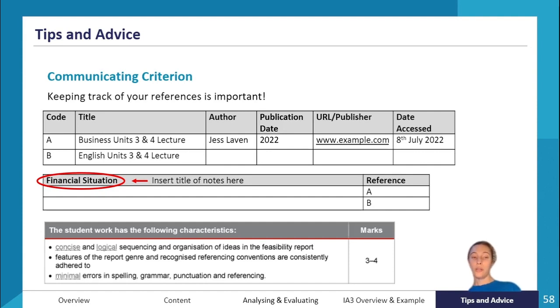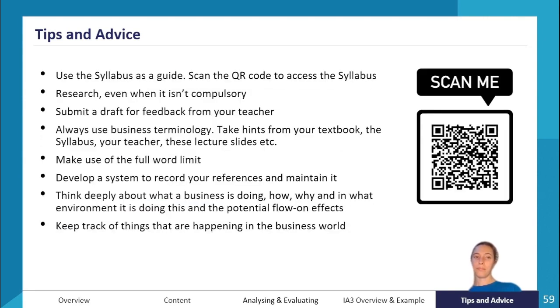Using those codes, you can then make up tables. You can have notes for different ideas. So if you're looking at the financial situation of the business, you could have a heading for that, and then you could insert your notes and the reference where you got those notes from.